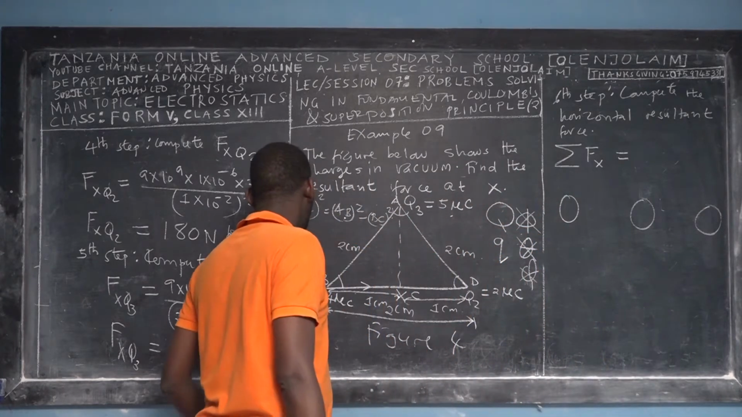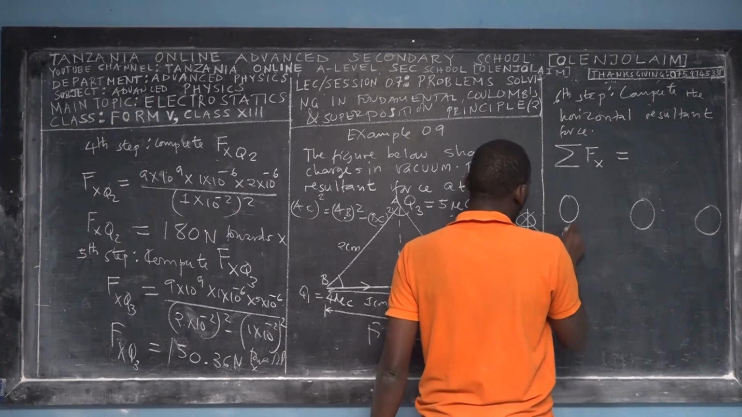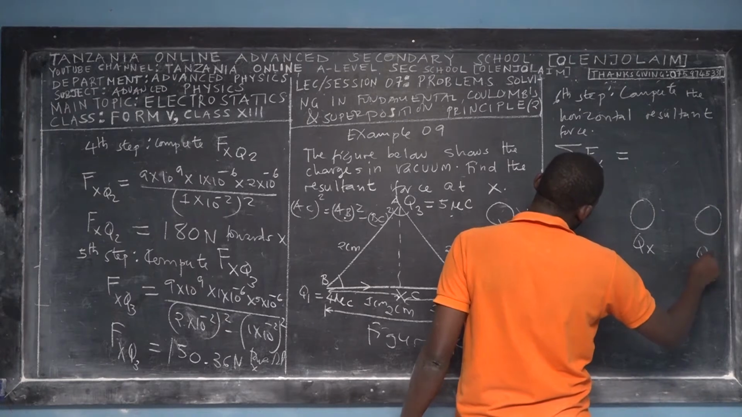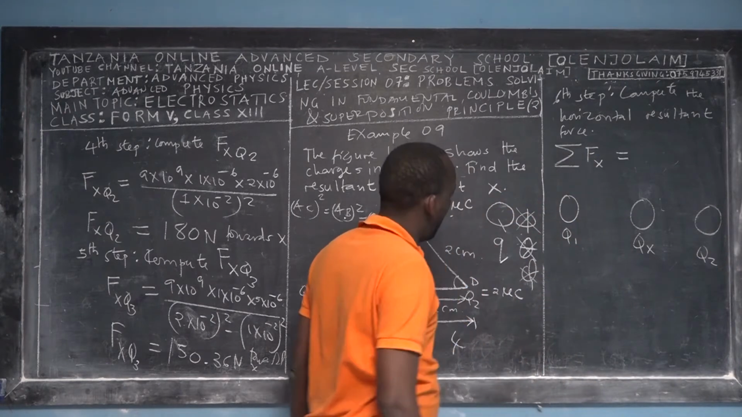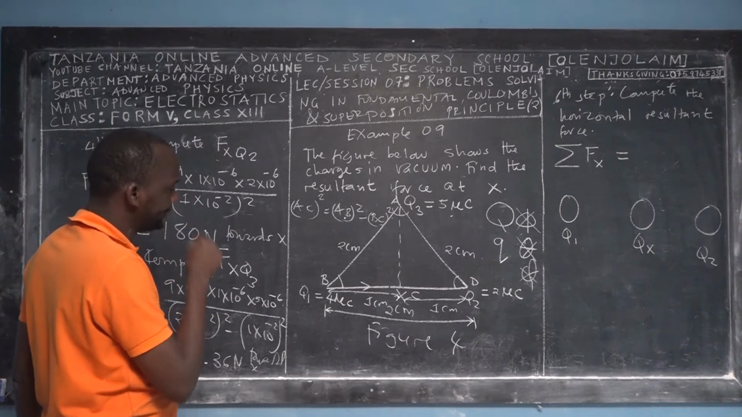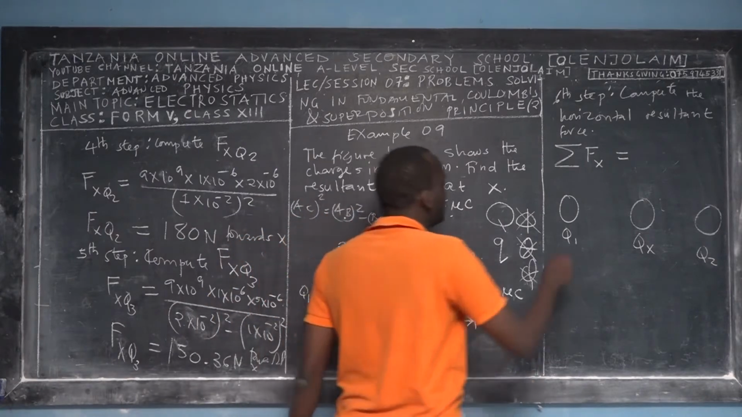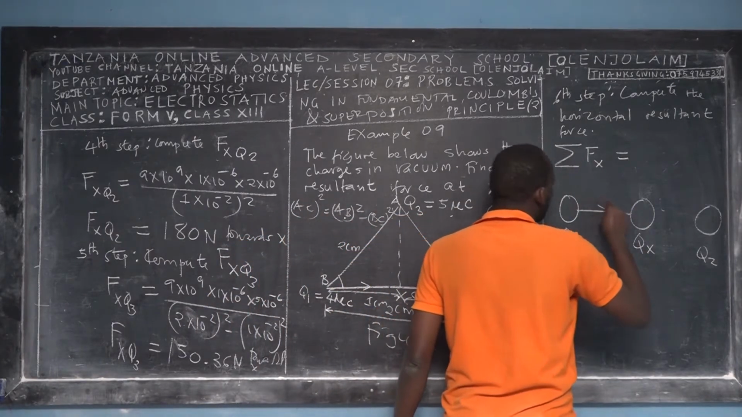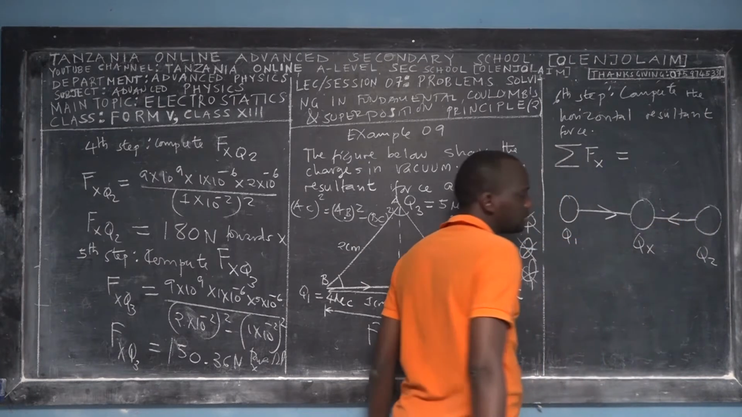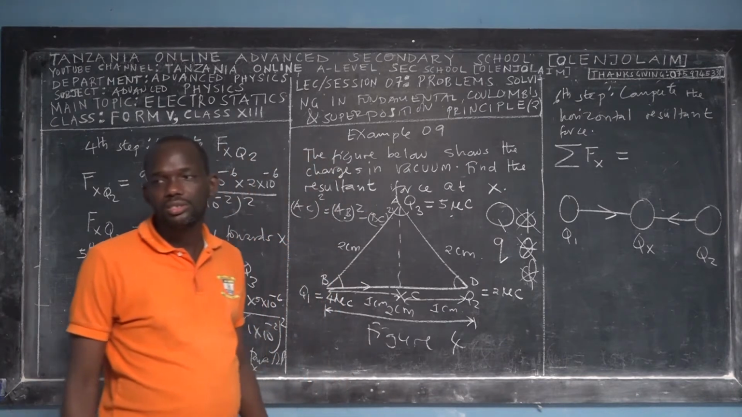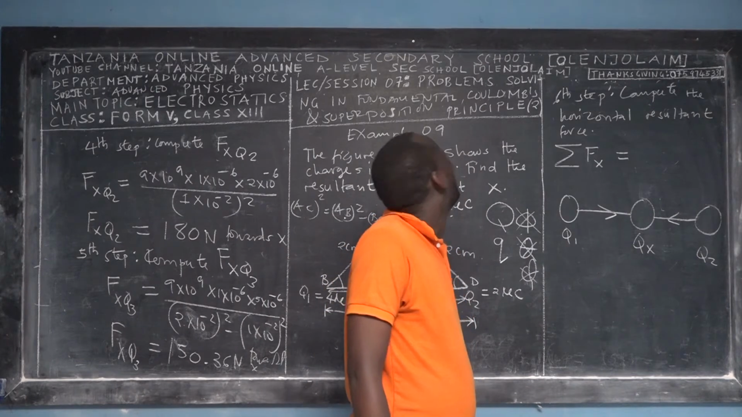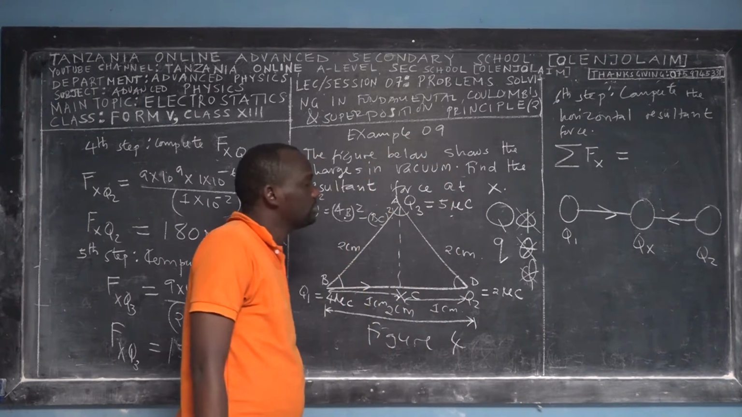Okay? So this is Q1. This is QX. This is Q2. What does Q1 do to QX? Pushes. What does Q2 do to QX? Pushes. So they are in opposite directions. So which one is going to push it? The other one more. We don't know yet until we do the computation.